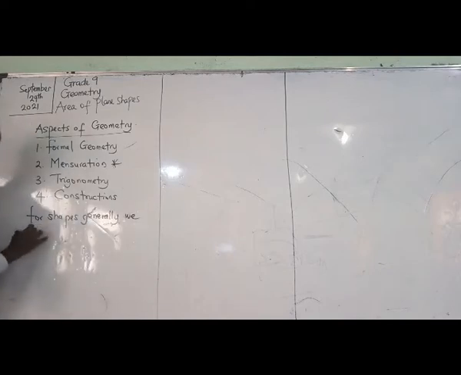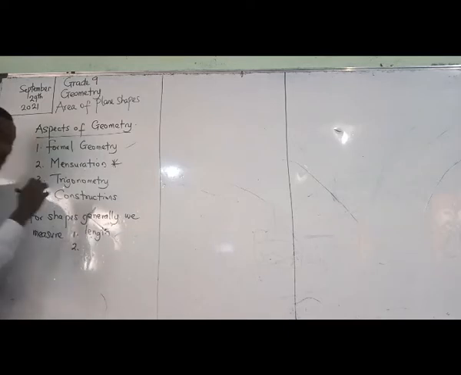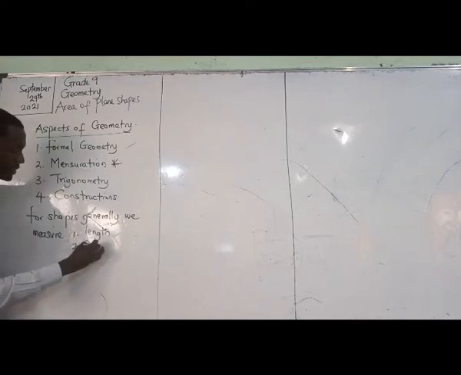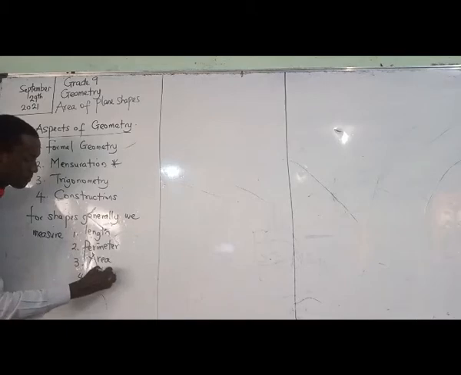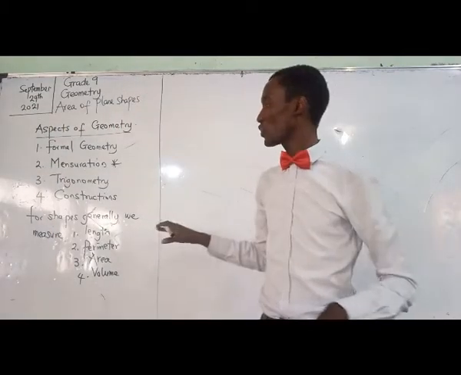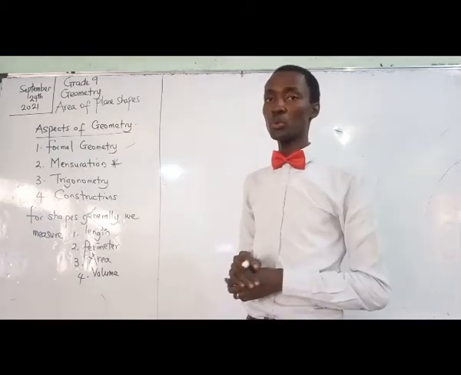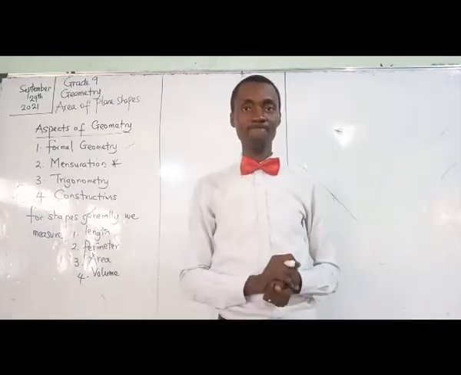So for shapes generally, we measure one, length, two, perimeter, three, area, and four, volume. So these are the four major measurements we take into consideration when we talk about shapes.